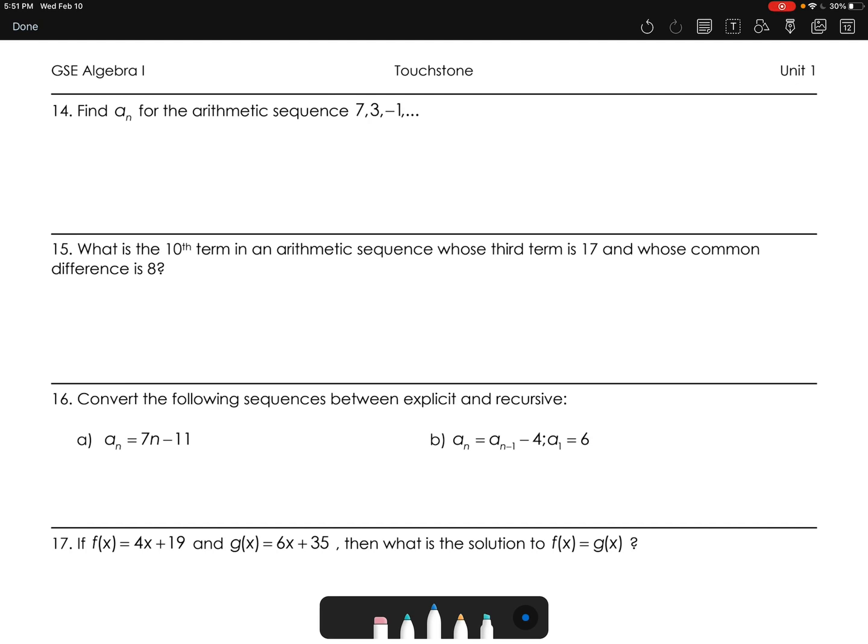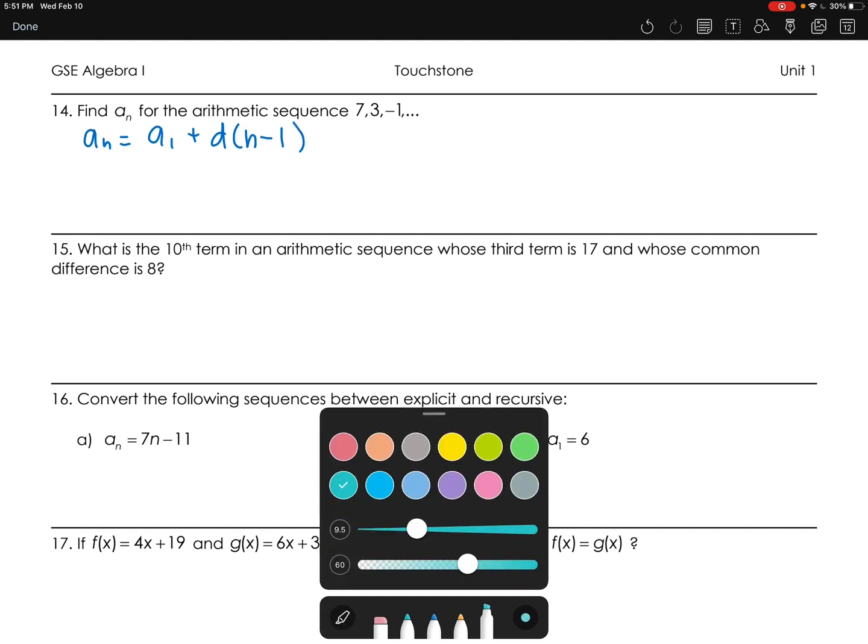So the next thing is arithmetic sequences, okay? Find a sub n for the arithmetic sequence. So we are just writing an explicit equation. So if we remember, a sub n equals a sub 1 plus d times (n minus 1), okay?